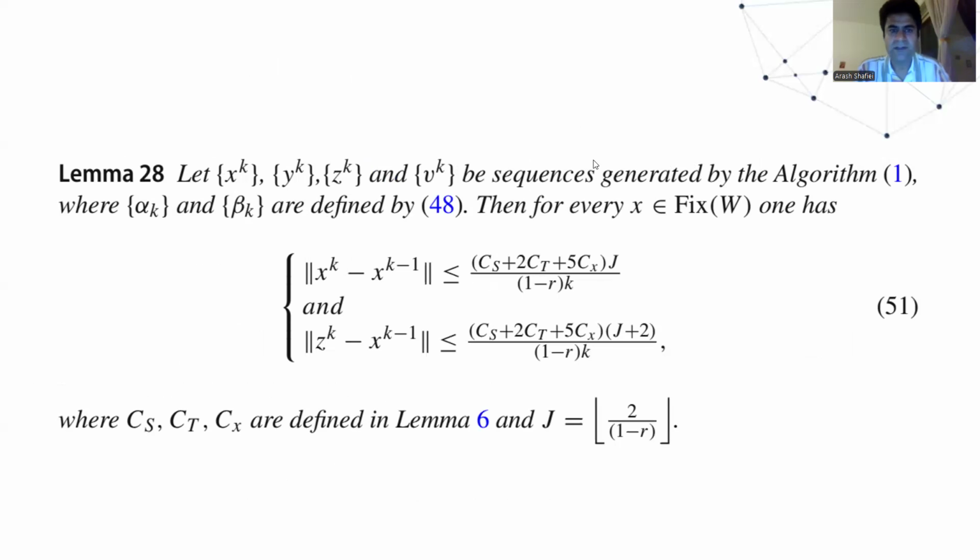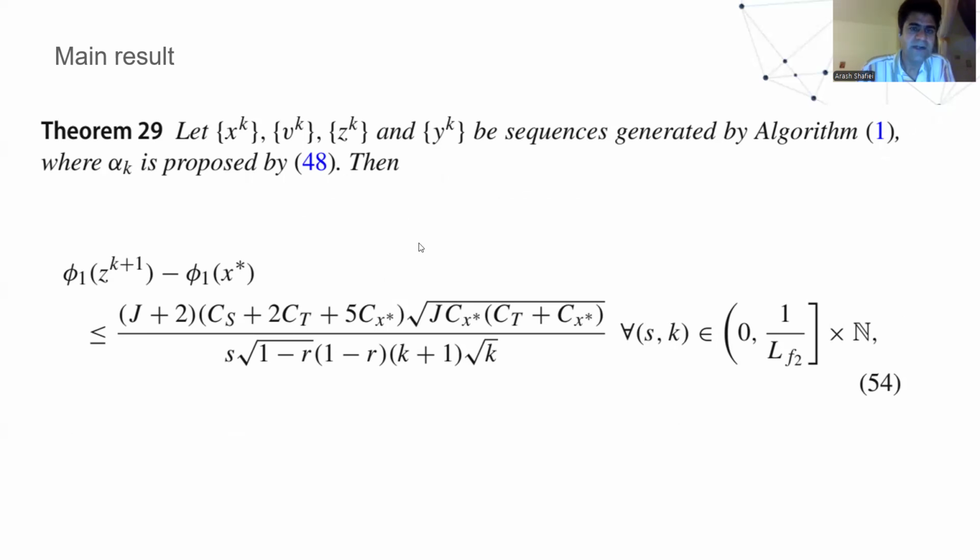So by this lemma, we can obtain this upper bound for a difference of these sequences. Norm xk minus 1 is less than this term. Also, norm zk minus xk minus 1 is less than this term. All this happens for each x belonging to the fixed point of W. Here you can see the rate of convergence for the middle level of trilevel optimization.